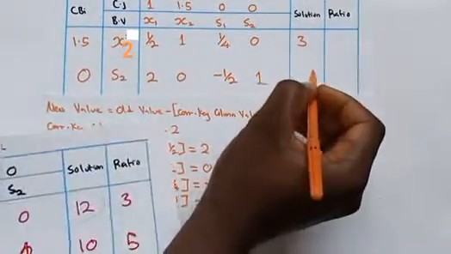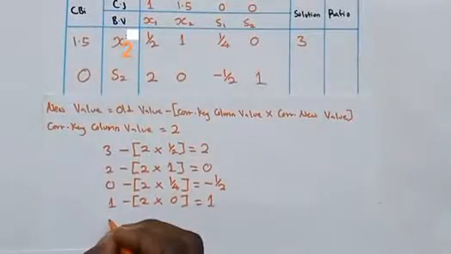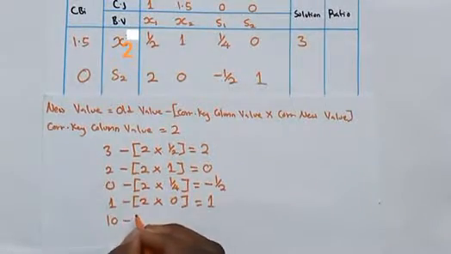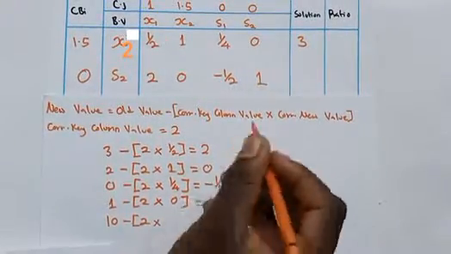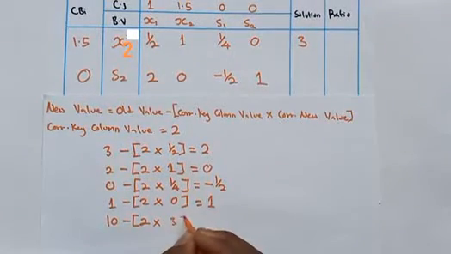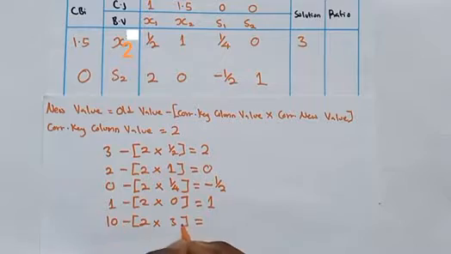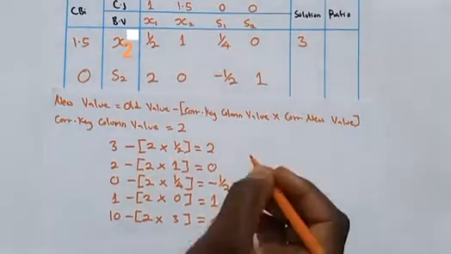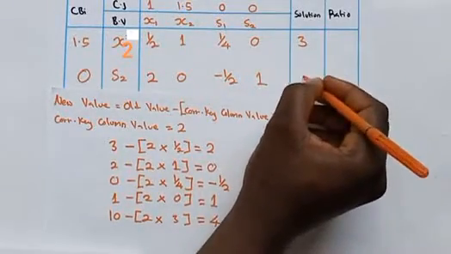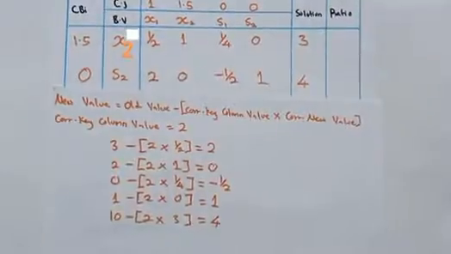And for this position, what is the old value here? 10. So 10 minus 2 multiplied by the new value 3. So 2 multiplied by 3 gives us what? 6. 10 minus 6 gives us 4. So the new value at this position is 4.